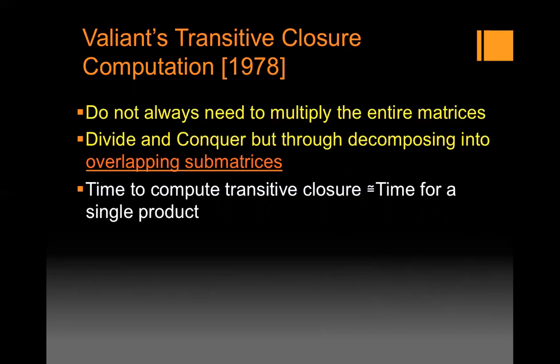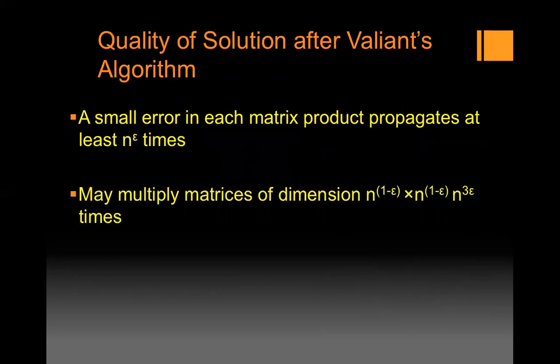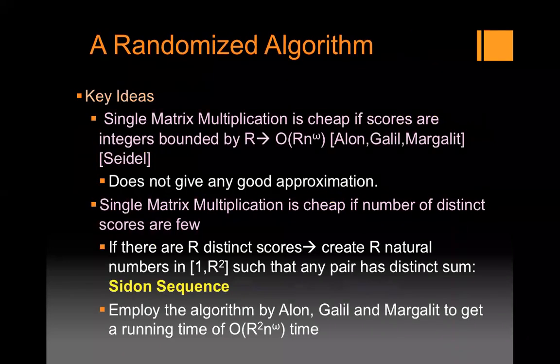So that's pretty good. But even then, it's possible that you will be multiplying pretty large matrices, for example, matrices of dimension n to the 1 minus epsilon, n to the 3 epsilon times. And then each time, if you use a good approximation algorithm, if you use Zwick's algorithm specifically, then the error will propagate, and the best approximation that you're hoping for here will be n to the epsilon. So we want to do much better. We in fact want to get a 1 plus epsilon approximation. So if we have to do that, we need more ideas on top of using Valiant's algorithm. So how do we do it?